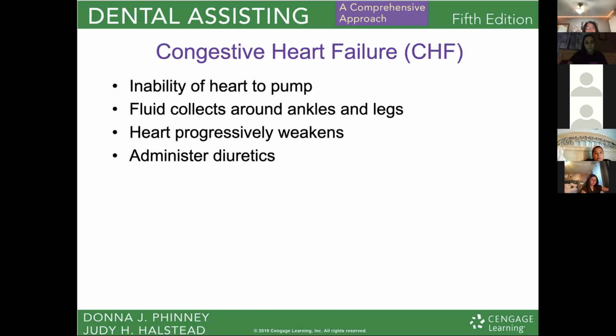So people with chronic medical conditions or poor cardiovascular health may experience a weakening of the heart, resulting in CHF, which is congestive heart failure, or the inability of the heart to pump fluids throughout the body. So fluids will end up building up in the ankles and legs, and patients with CHF are weak and may have difficulty breathing. So diuretics are often administered to reduce the fluid buildup and hopefully help to relieve some of that congestive heart failure.